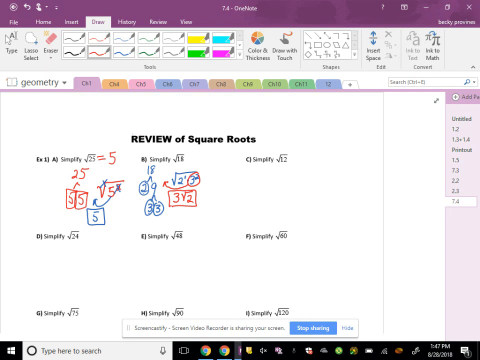Now, let's do 12. I need 2 numbers that multiply to give you 12. You can give me any 2 numbers. I personally like 2 and a 6.